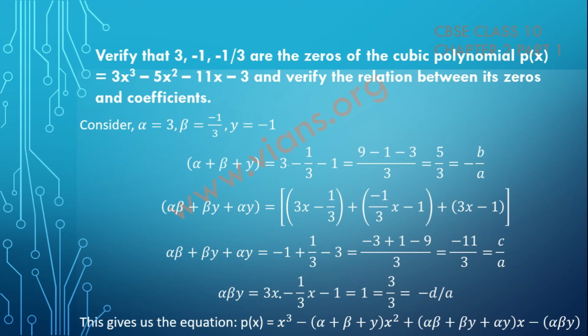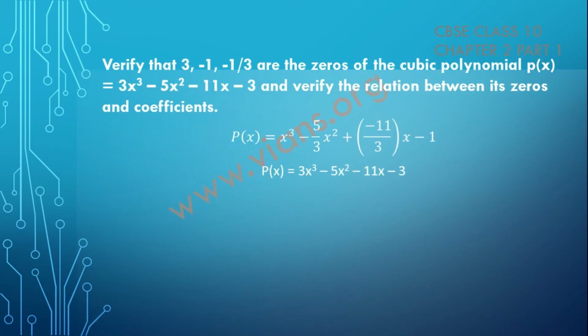And alpha beta gamma is equal to 3 into minus 1 by 3 into minus 1. The 3 cancels, and minus 1 into minus 1 is just 1. So that's going to be 3 by 3, which is equal to minus d by a, which is minus of minus 3 by 3, that's 3 by 3, that's 1. So we've just proved the relationship between zeros and coefficients. Alright, so that's what we've shown over here, and that's how we come to the end of this particular chapter.